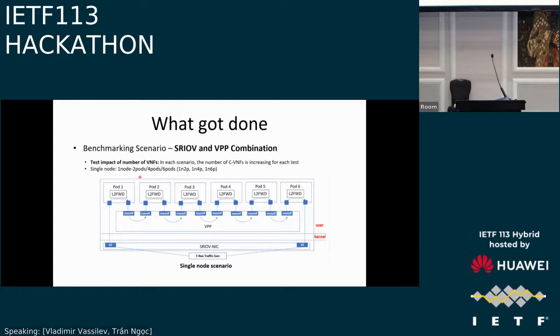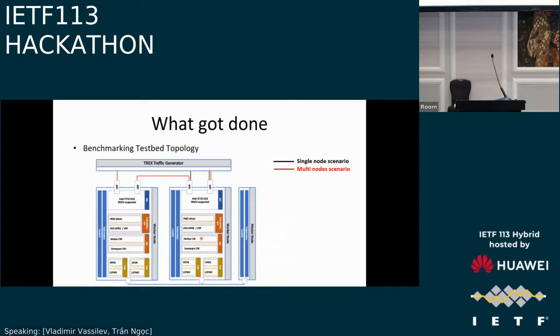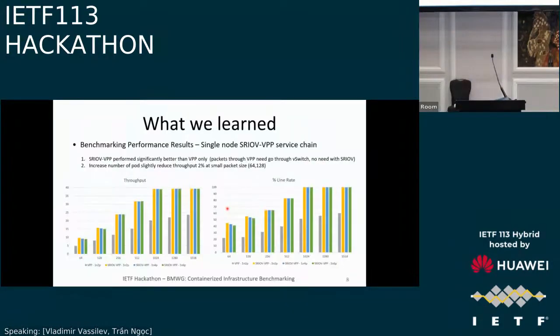Inside the single node scenario, we increase the number of ports from 2 ports, to 4 ports, to 6 ports to test the impact of the number of VNFs on the service function chaining. This is the scenario for multi-node. Each node has 2 ports, and we use a layer 2 underlay to connect the 2 nodes. This is the topology of our testbed, this is the configuration of our testbed, and this is the result.